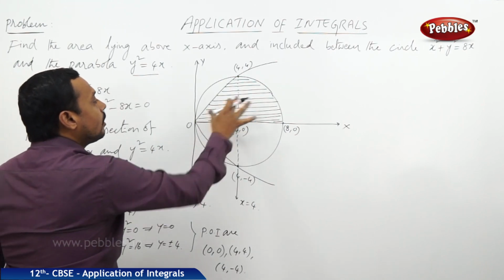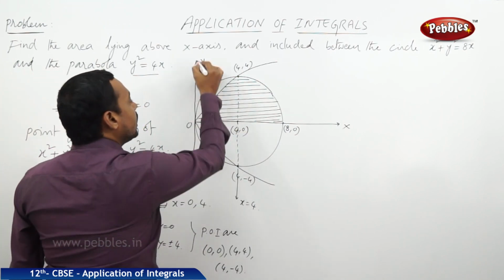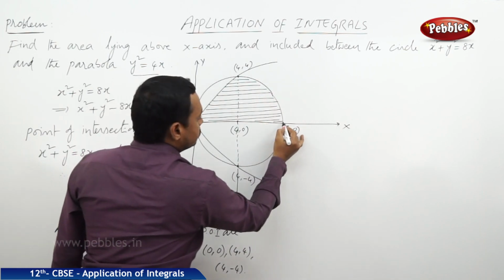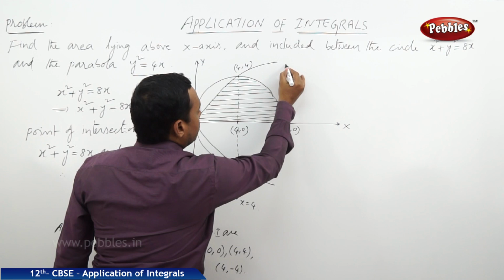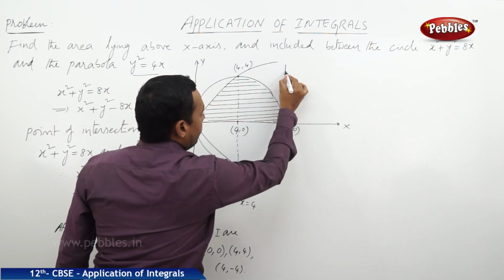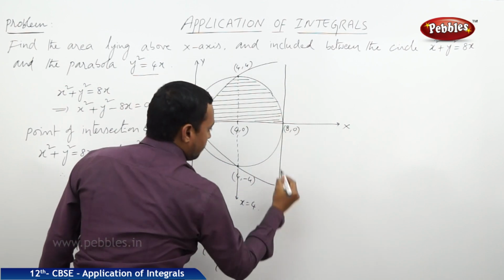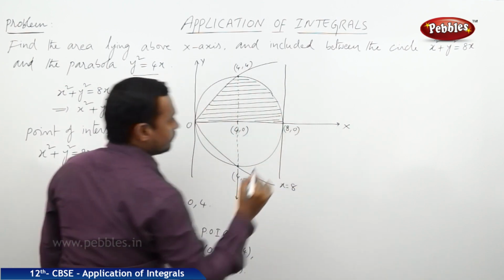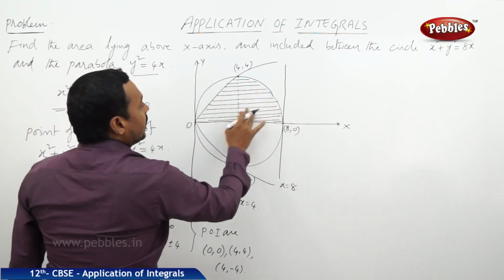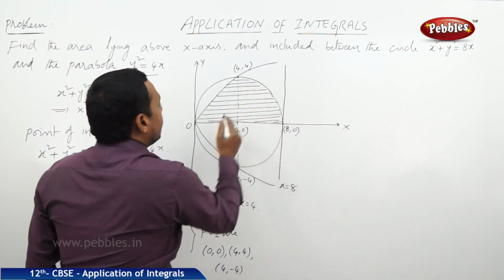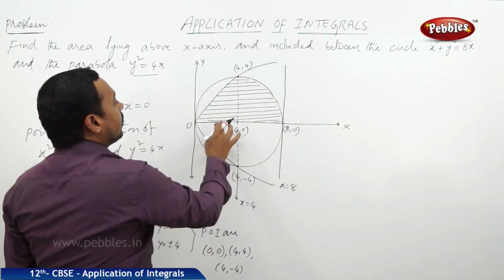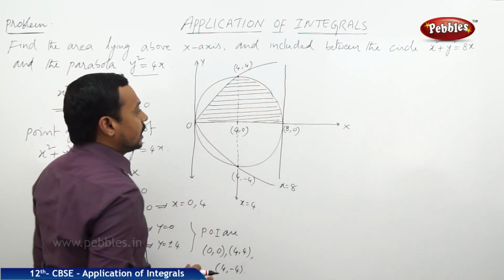Now this area is bounded between the two lines x is equal to 0 and x is equal to 8. Now let us take one more straight line passing through 8 comma 0 like this, parallel to the y-axis. Now this is the area required. Now the area bounded by the given circle and parabola above the x-axis is this shaded part.